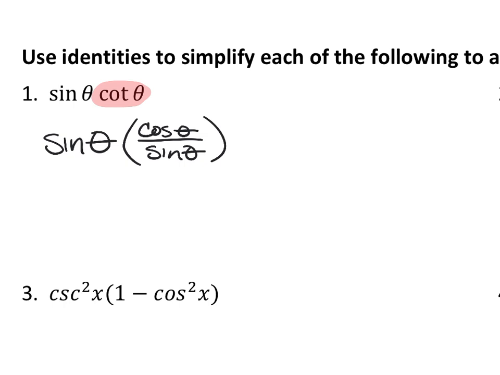What do you notice is going to happen here? Things are going to cancel. The sines are going to cancel each other out because one is in the numerator and one is in the denominator. So what do I have left?